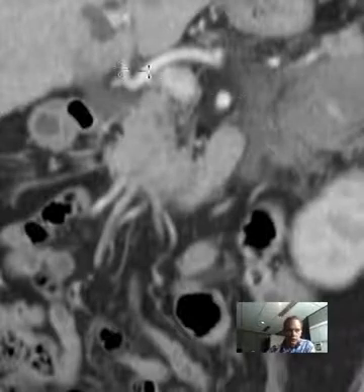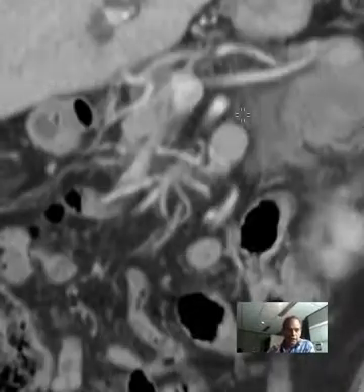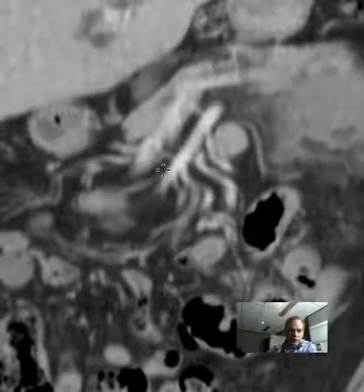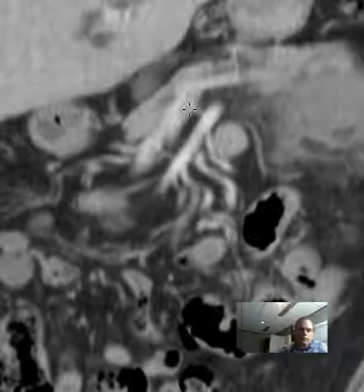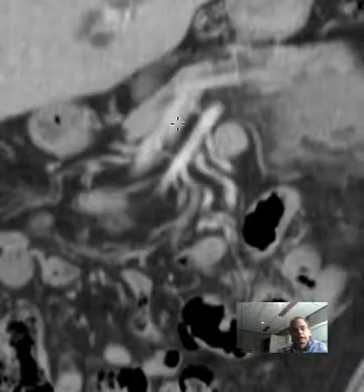You notice that there's a hepatic artery going over here. Here's the SMA, superior mesenteric artery. It goes out, and then it dives down. And right alongside of it, the portal vein, or the superior mesenteric vein, rather, courses.